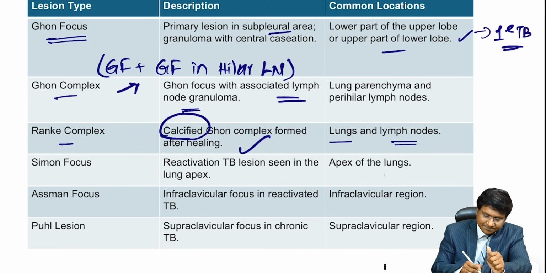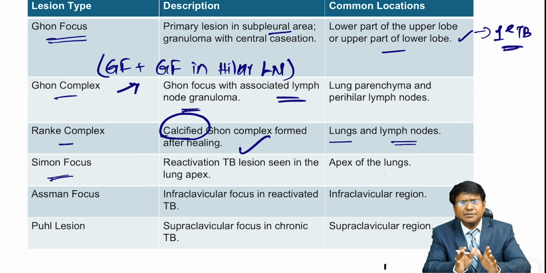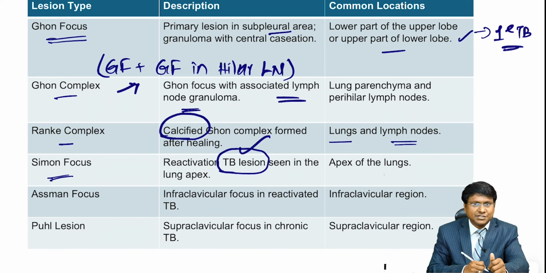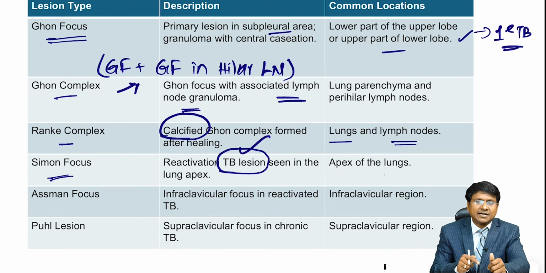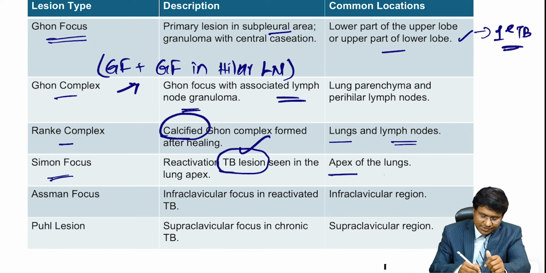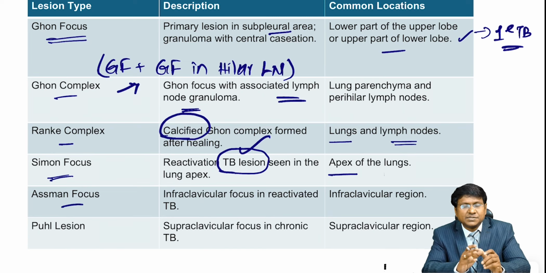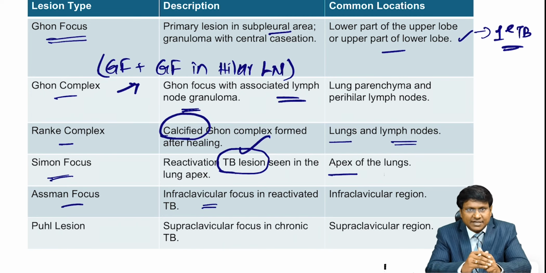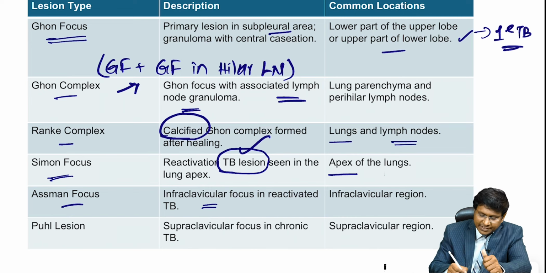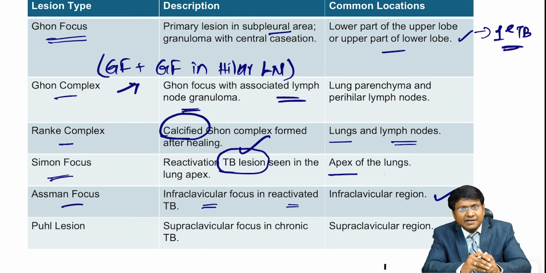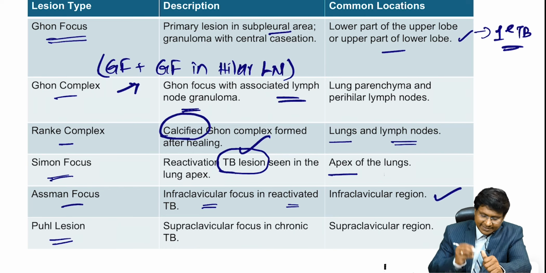Next followed by that, Simon focus. Simon focus is where there is reactivation of the tubercular lesion, and this reactivation occurs at the apex of the lung. That is what is called the Simon focus. Then followed by the Assmann focus. The Assmann focus is where you have reactivated tuberculosis in the infraclavicular region. So the location will be the infraclavicular region. Then followed by that, the Puhl lesion.